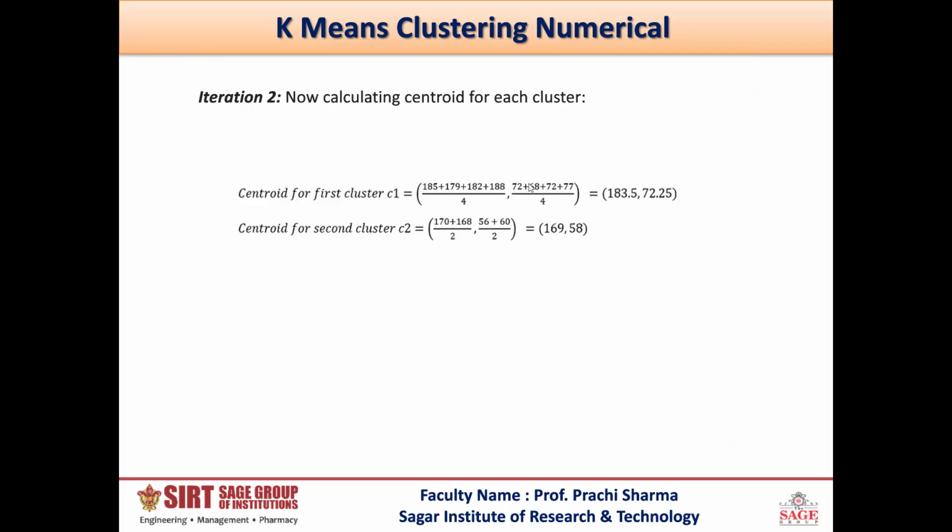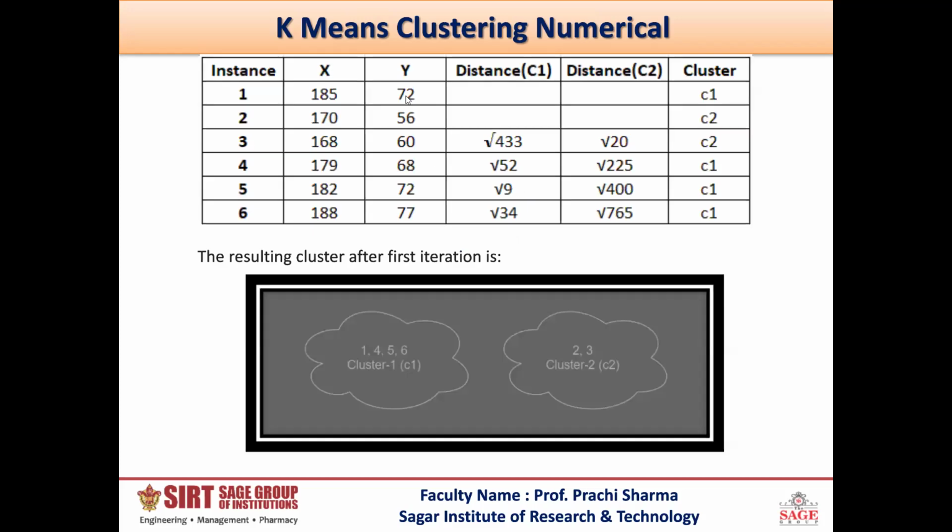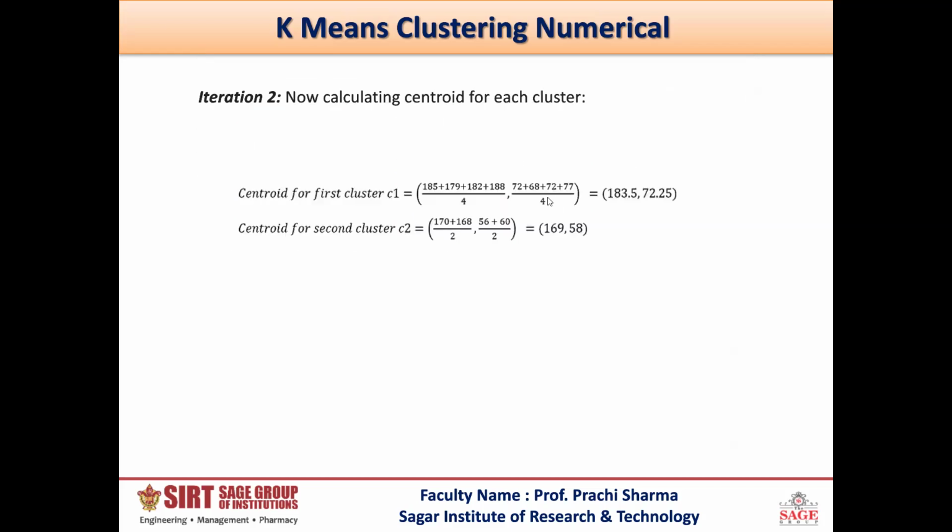Similarly, we calculate for the Y point: 72 plus 68 plus 72 plus 77. After taking the average, it comes to 72.25. So the centroid for first cluster C1 is 183.5 and 72.25.